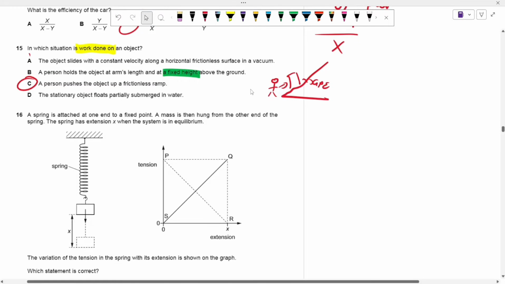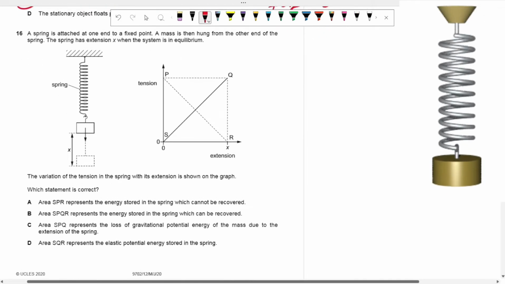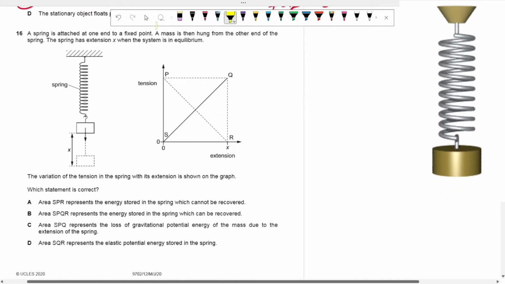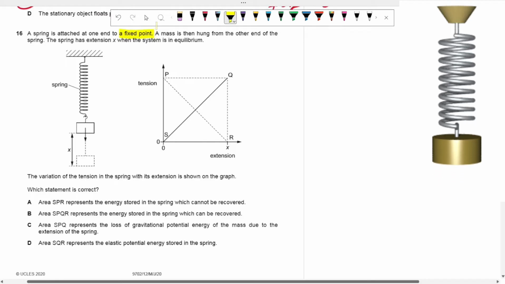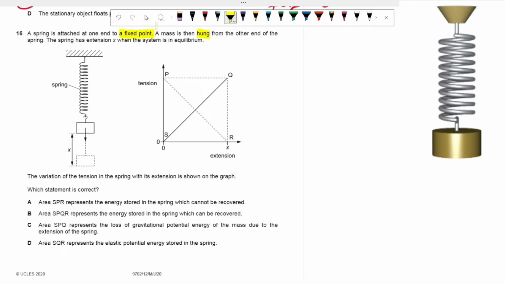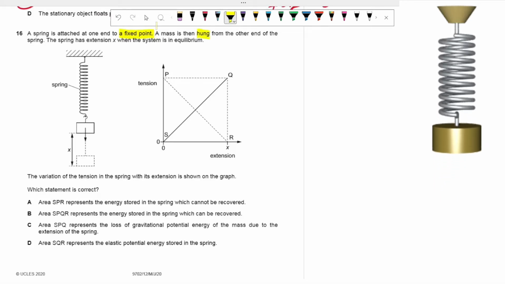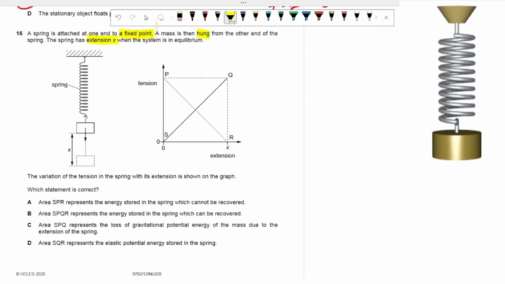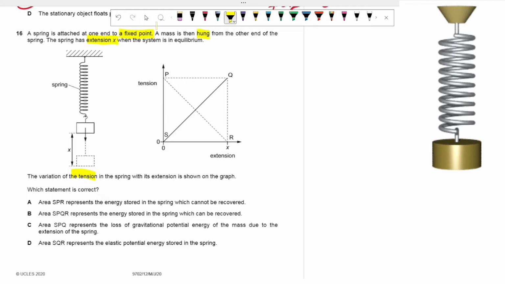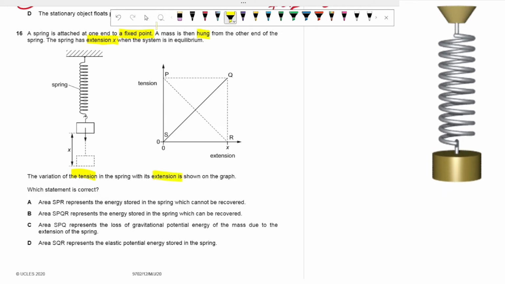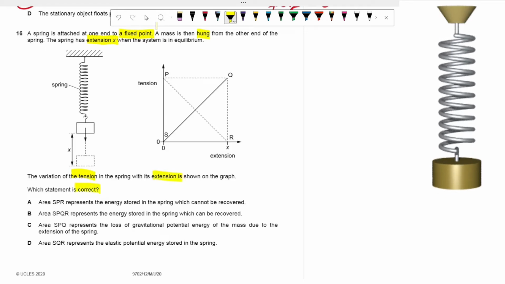Question 16. We have a spring that is attached at one end to a fixed point. A mass is then hung from the other end of the spring. The spring has extension X, so when it's hung, it's going to extend with an extension X. The variation of the tension in the spring with this extension is shown. Which statement is correct?